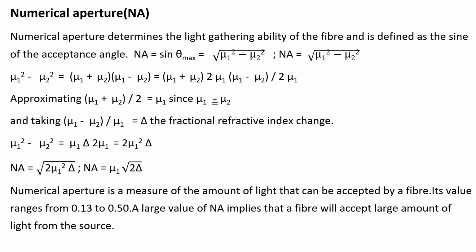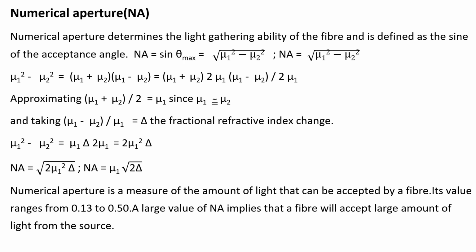That is, we are approximating mu1 equal to mu2 in the equation, and then (mu1 plus mu2) by 2 can be written as mu1. And the remaining term, mu1 minus mu2 divided by mu1, is denoted as delta, where delta is the fractional refractive index change. Then substituting these two values in the above equation, mu1 square minus mu2 square is equal to mu1 into delta into 2 mu1. It will be 2 mu1 square delta.